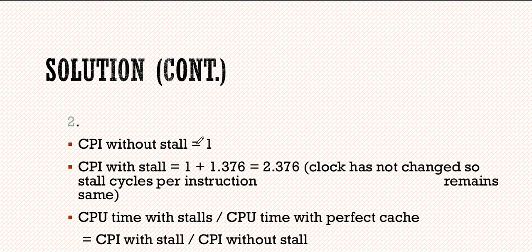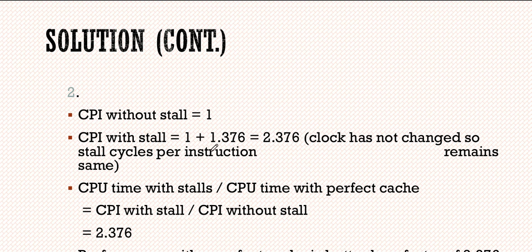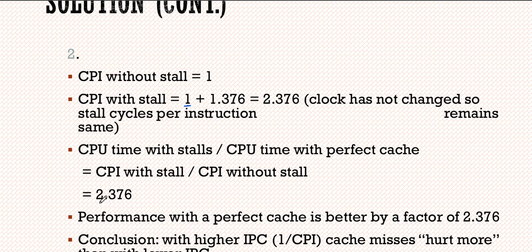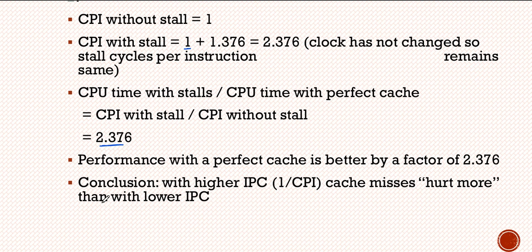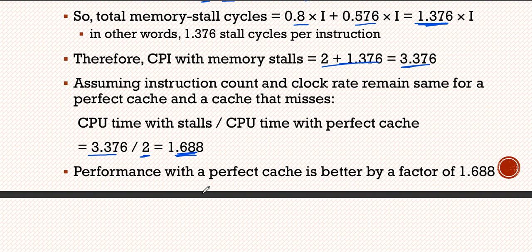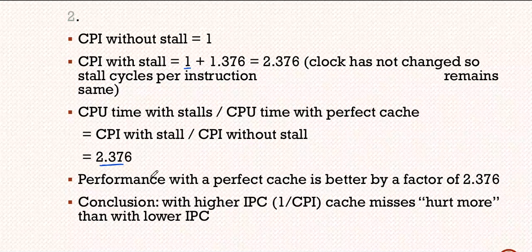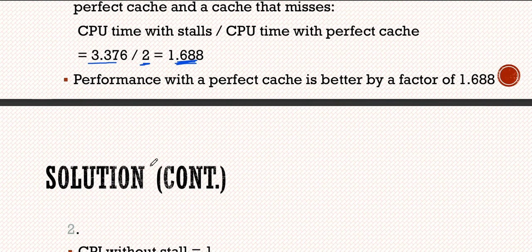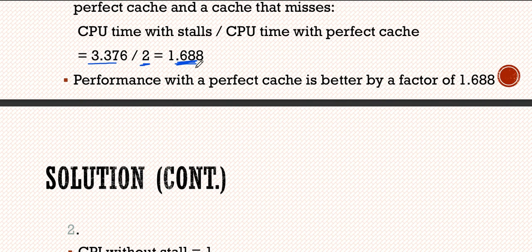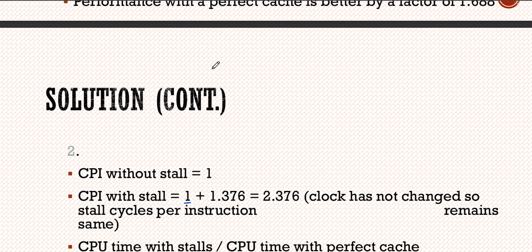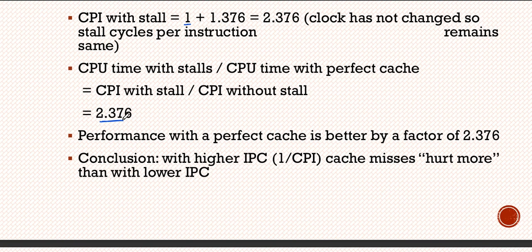So now, when we use a CPI of 1, the same procedure. However, this time, to the 1.376 that we found from the misses of the data and the instruction, we'll add 1, we'll not add 2, because now we've changed the CPI, right? Now when we compare, we get 2.376, right? So the conclusion is that although we decrease the CPI, our performance here is just 1.68 times, but here it was 2.376 times.